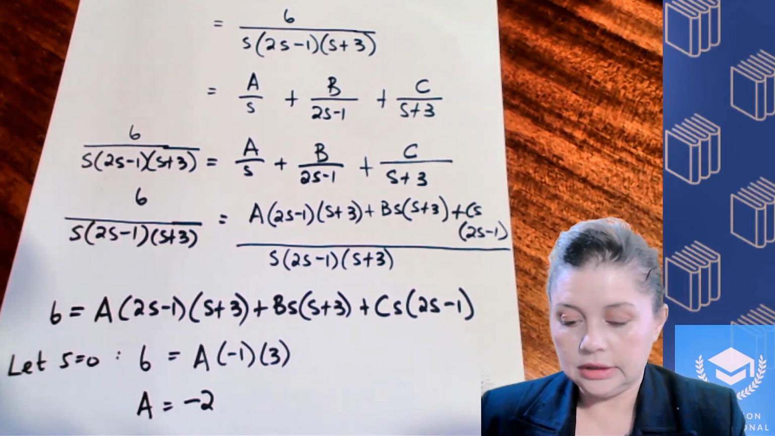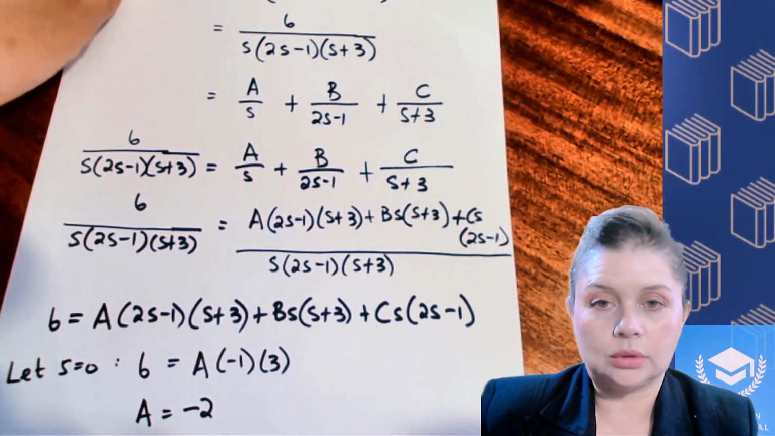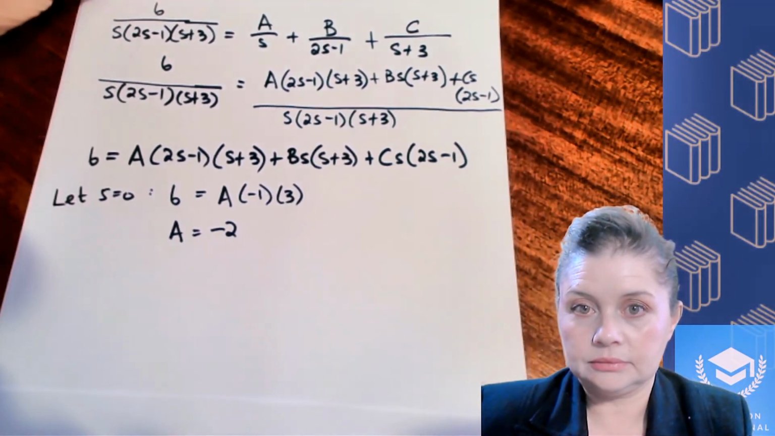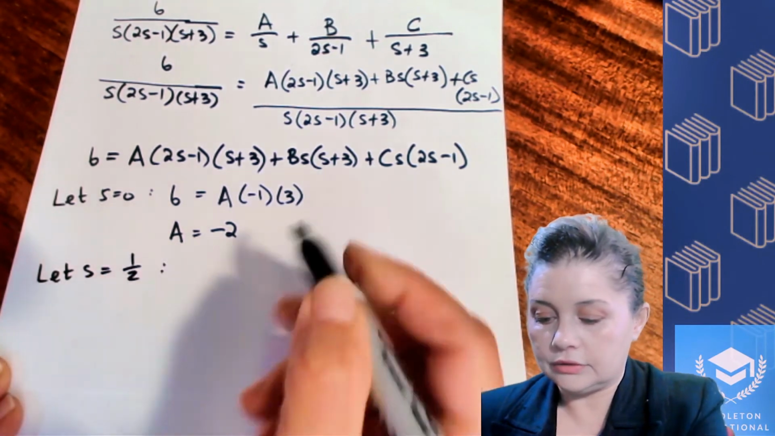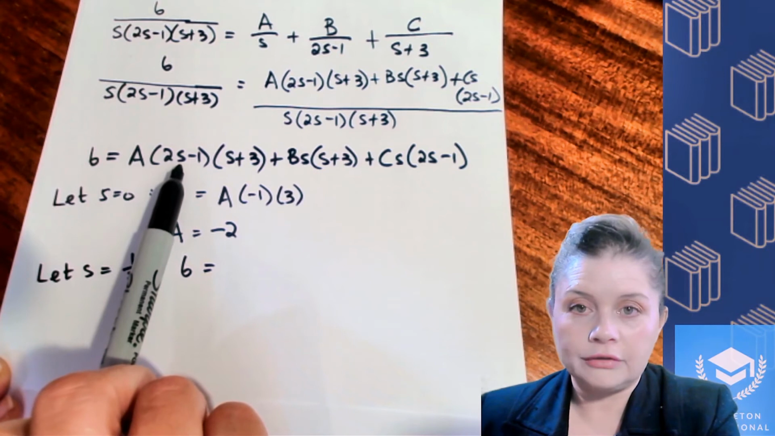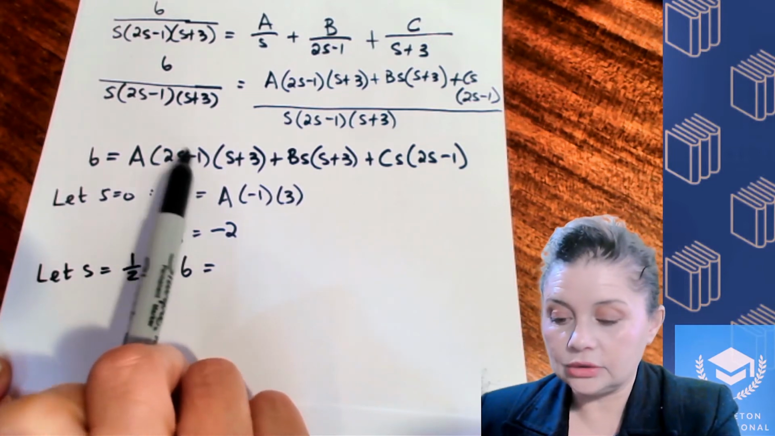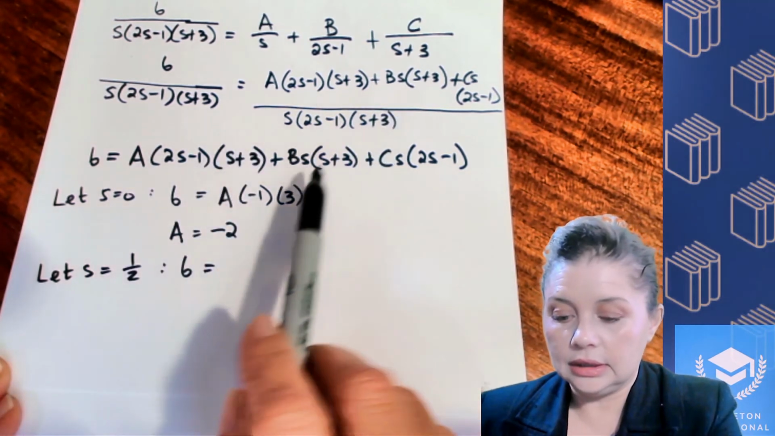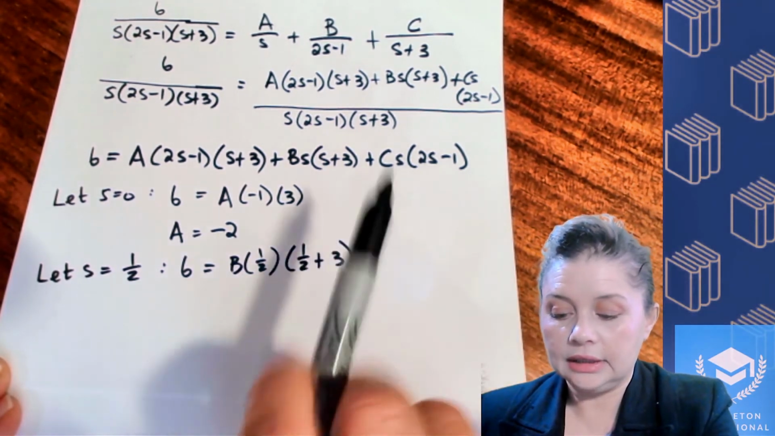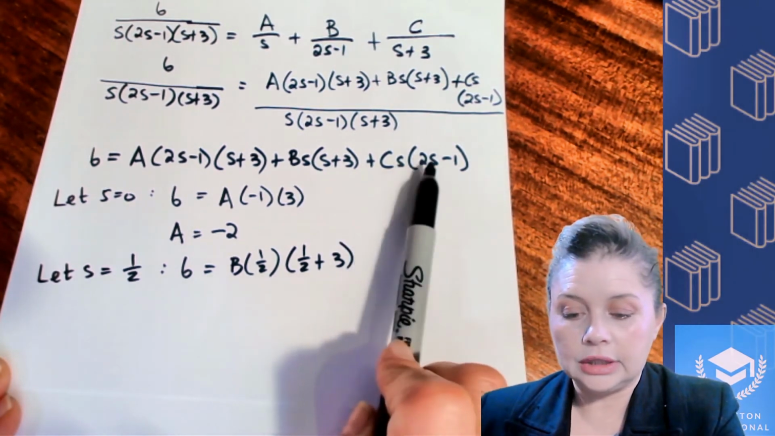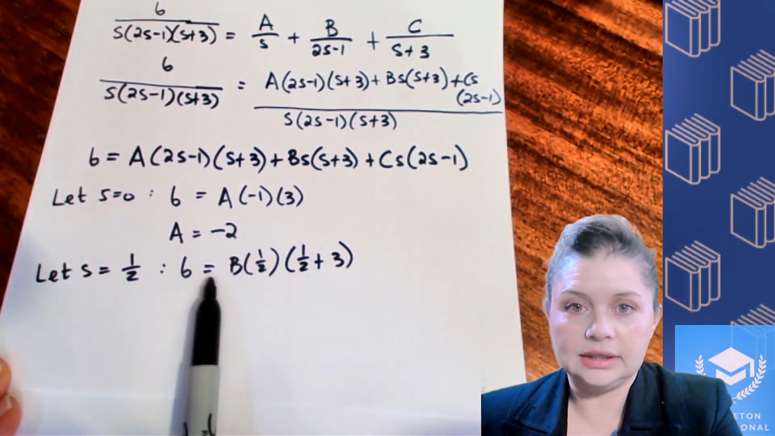Then, in order to find B, I'm going to let s equal a half. So let s equal a half. So we've got 6. If you substitute a half in here, this is going to make that 2 times a half, which means it's 1. 1 minus 1 makes it 0. So if this is 0, the entire term becomes 0. Then here it will be B times a half times a half plus 3. Here, if I put in a half, you're going to get 2 times a half, which makes it 1. 1 minus 1 is 0. Okay? So we end up with just these terms here.